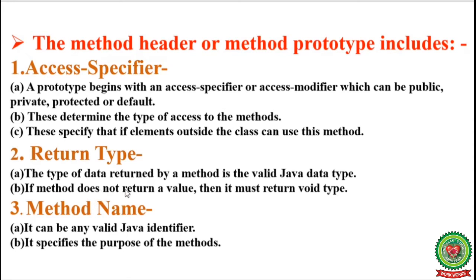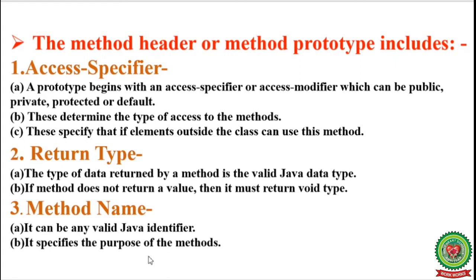If a method does not return a value, then it must return void type. Void type means it will return nothing to the method. Number 3 is the method name. It can be any valid Java identifier, which means we can give any name to our method. It specifies the purpose of the method.